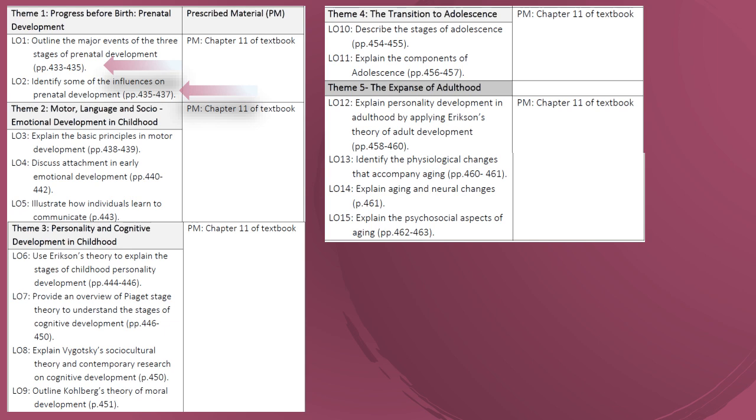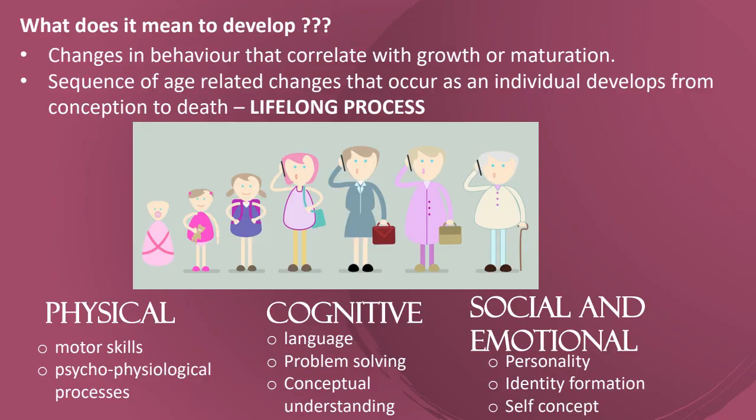In childhood, we look at how motor skills develop, and how language and social emotional development take place. We look at how personality and cognitive development take place in childhood. We then look at moving from childhood into adolescence, and then we look at adulthood. So those are the different phases that we move through in this particular learning unit. So hopefully that's all clear, and your guide is there for you to look at.